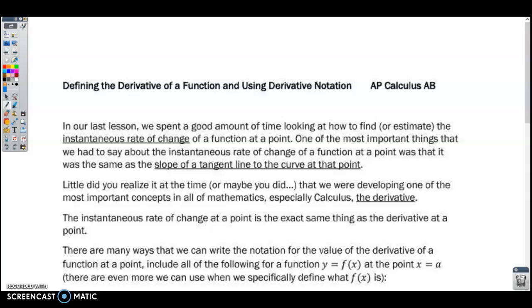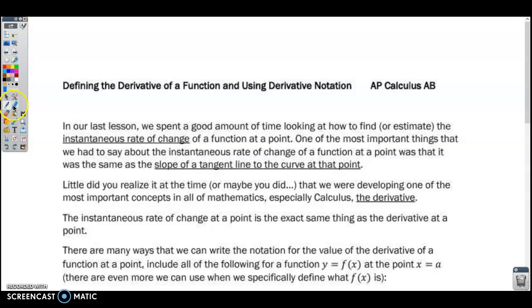Alright, welcome back everybody. In our next few videos we're going to be looking at material from Section 2 of Unit 2 of AP Calculus, defining the derivative of a function and using derivative notation. I figure this will probably be 2, maybe even 3 videos. A lot of information that I'm throwing out at you this lesson. We start here with a wall of text.